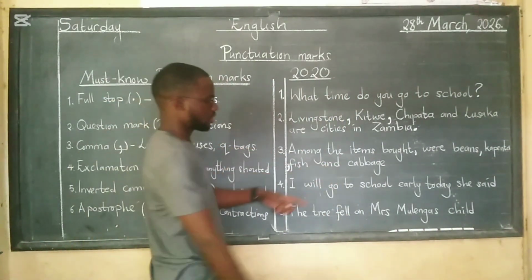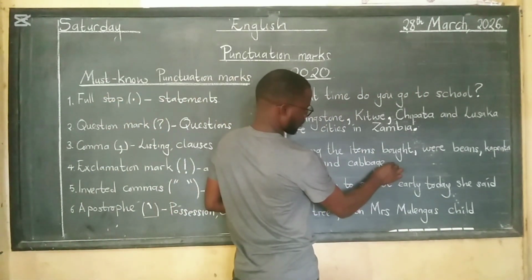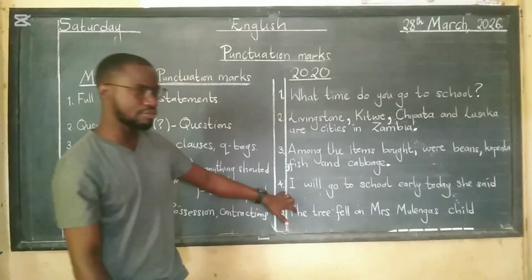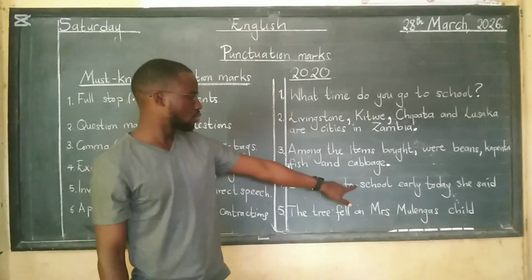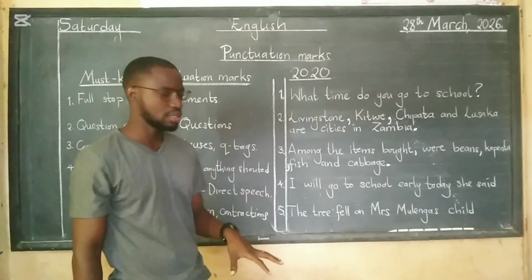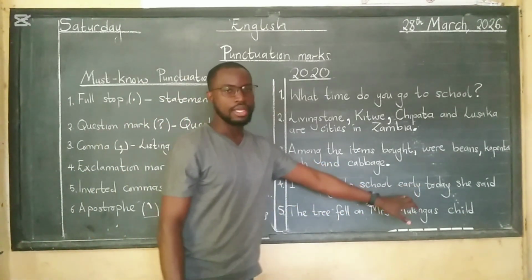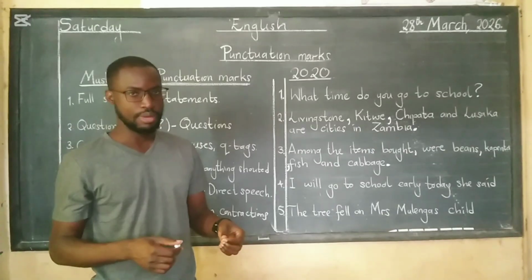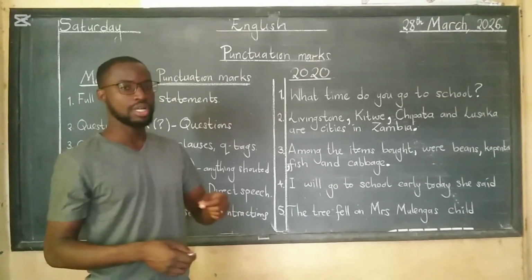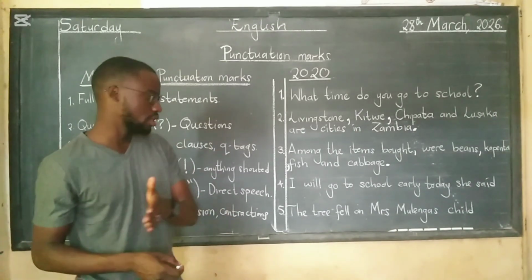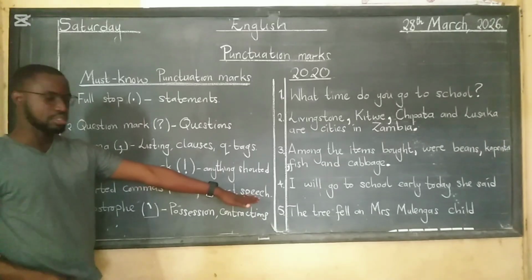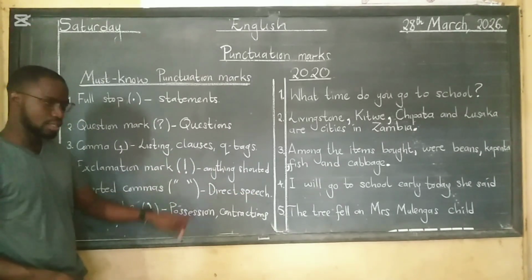Then for the last part, we put a full stop, like that. Then number 4. "I will go to school early today," she said. So this, I will go to school early today, is something that was said by someone, and we are reporting what that someone said word for word, which is direct speech. So we're supposed to use these inverted commas.